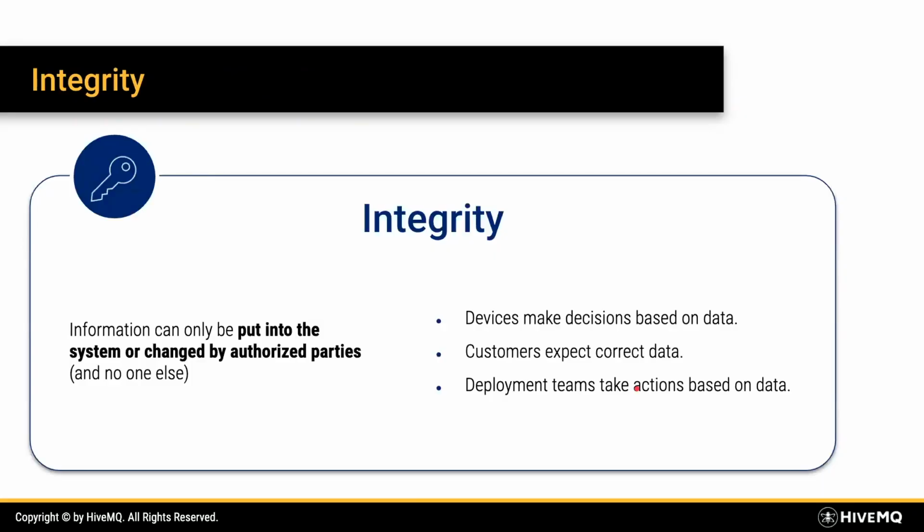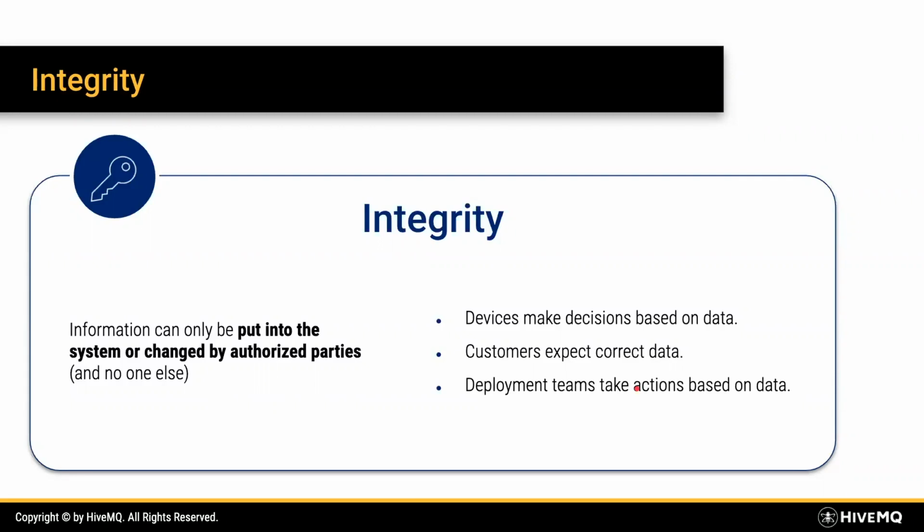So next thing we want to talk about is integrity. Integrity is the fact that information can only be put into the system or changed by authorized parties and no one else. So this is like the counterpart to confidentiality. Confidentiality is getting information out of the system. Integrity is getting information into the system. Why is this important? Devices make decisions based on data. You can, for example, use command and control topics to orchestrate your devices in the field and give them firmware updates or other stuff.